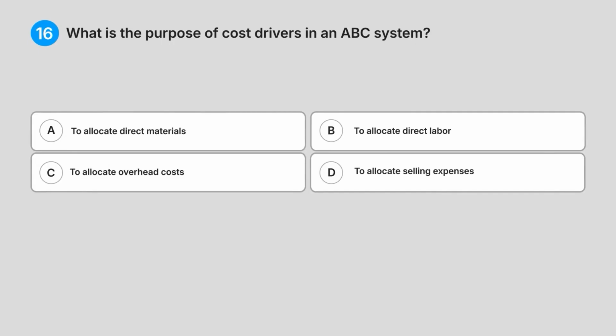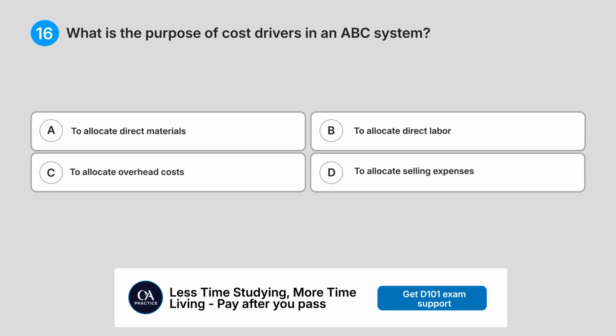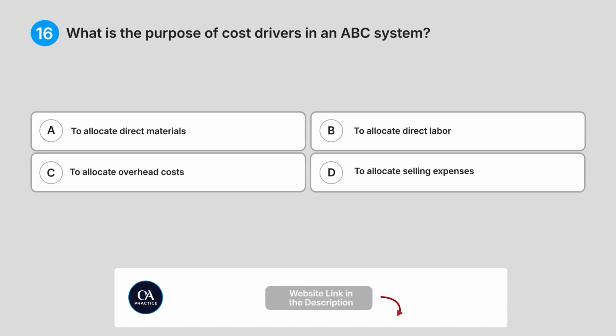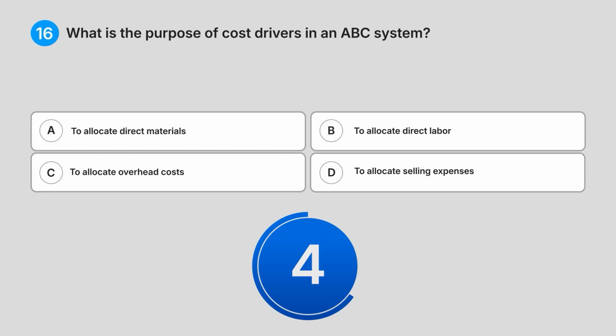16. What is the purpose of cost drivers in an ABC system? A. To allocate direct materials. B. To allocate direct labour. C. To allocate overhead costs. D. To allocate selling expenses. What do you think is the answer?